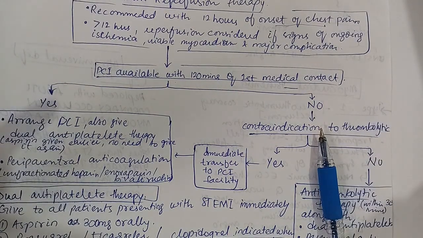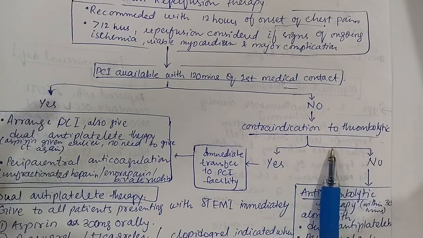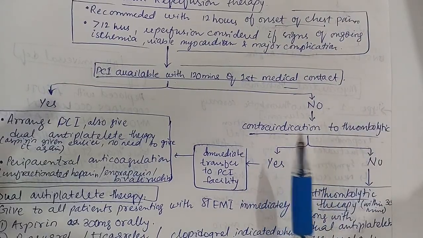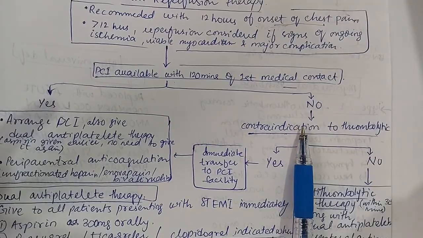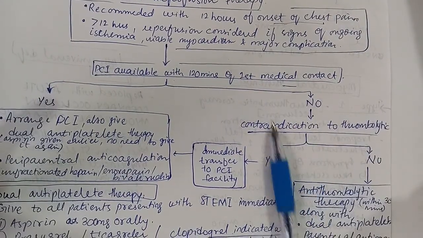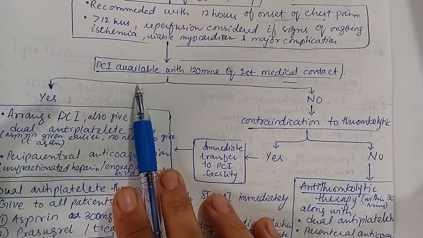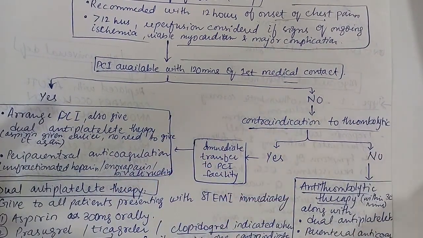So these are the absolute contraindications to thrombolysis, and relative contraindications can be major surgery. The patient has undergone a major surgery some weeks ago. So we have to look for the contraindications to thrombolysis. And if the AMC asks you that the patient has been given aspirin and PCI is not available within 120 minutes of first medical contact, and the contraindication to thrombolysis is also mentioned, what is the best next step? The best next step would be transfer to a PCI facility as soon as possible. So this is the next best step in that case.